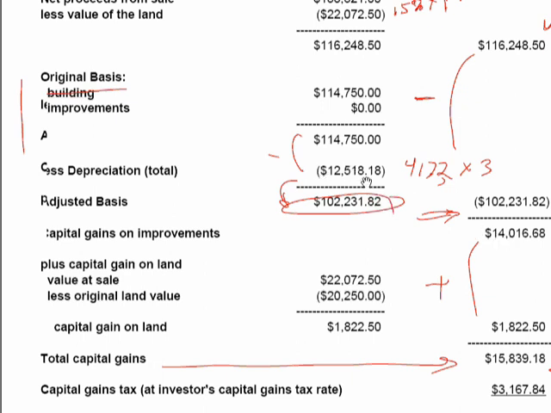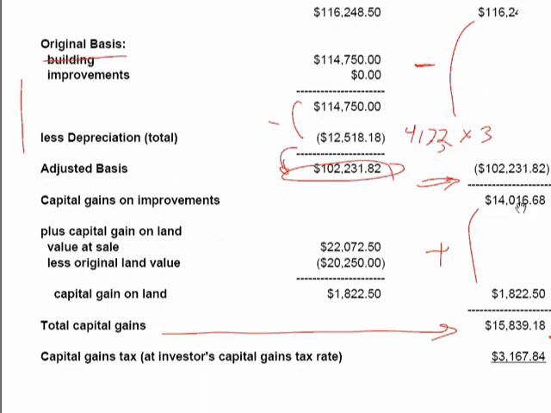Notice if we didn't have to subtract out accumulated or total depreciation, the difference between 116 and 114, that's only about $2,000. But our capital gains on the improvements is $14,016, and a lot of that's attributed to the depreciation that we've taken, the $12,518 in depreciation. So we're going to have to pay capital gains tax on about $14,016 of the increase in the building value, or a combination of the increase of the building value and more so the decrease in the original basis due to our depreciation deduction.